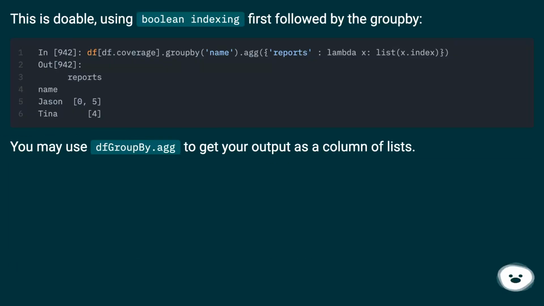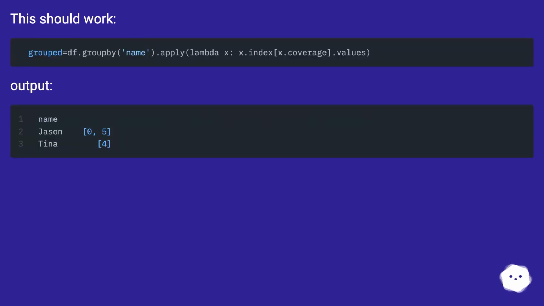This is doable, using Boolean indexing first followed by the groupby. You may use df.groupby.agg to get your output as a column of lists. This should work. Output.